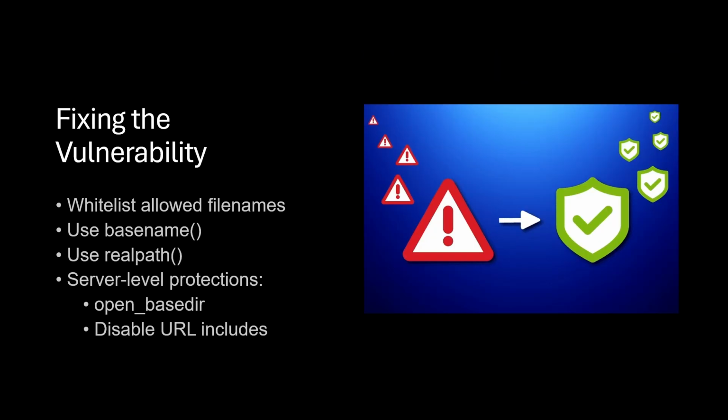Okay, so how do we fix it? We can use whitelisted files, strip directory paths with basename, and validate resolved paths using realpath. We can also add server level controls like open_basedir to restrict where PHP is allowed to read from. As you can see, the fixes are quite easy.